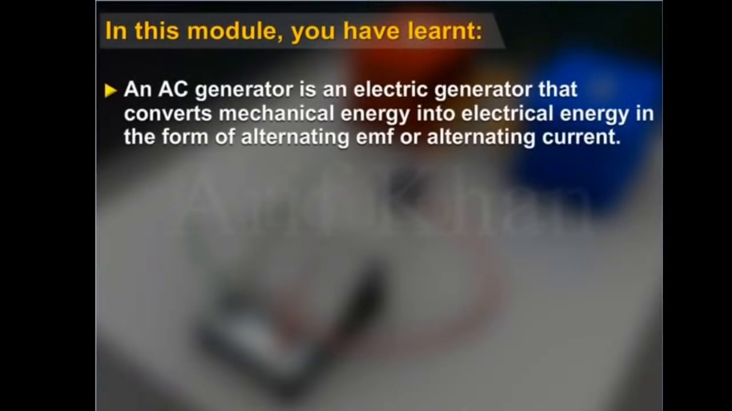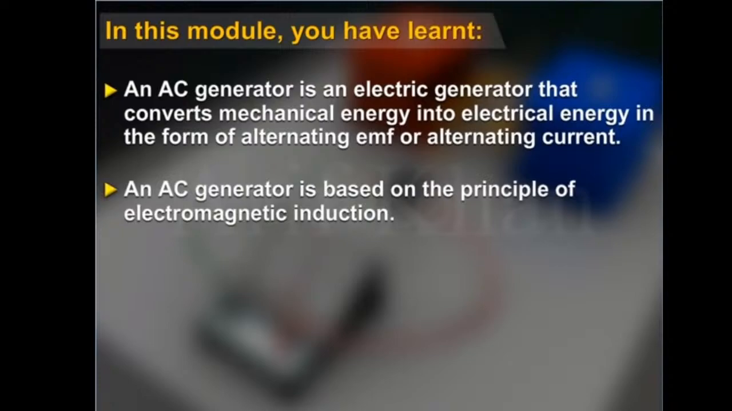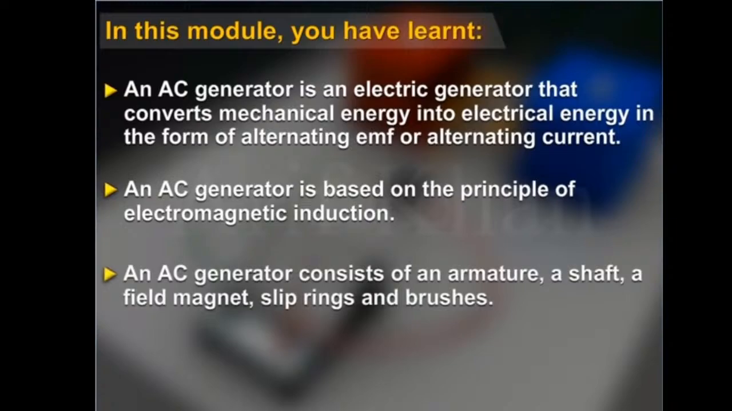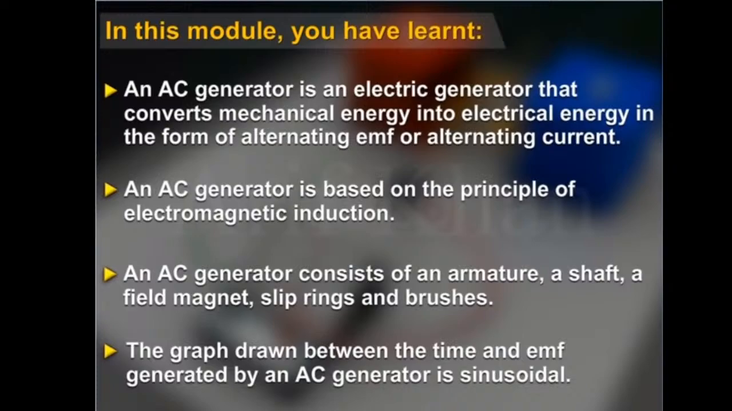In this module you have learned an AC generator is an electric generator that converts mechanical energy into electrical energy in the form of alternating EMF or alternating current. An AC generator is based on the principle of electromagnetic induction. An AC generator consists of an armature, a shaft, a field magnet, slip rings and brushes. The graph between the time and EMF generated by an AC generator is sinusoidal.